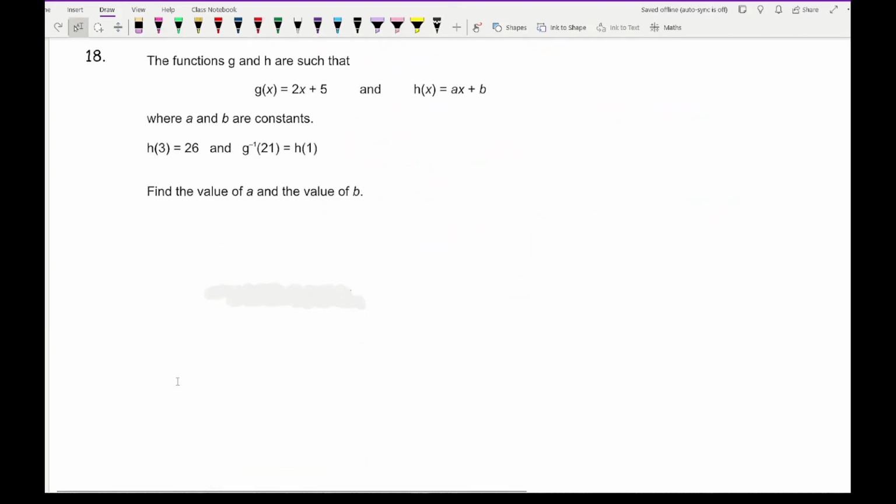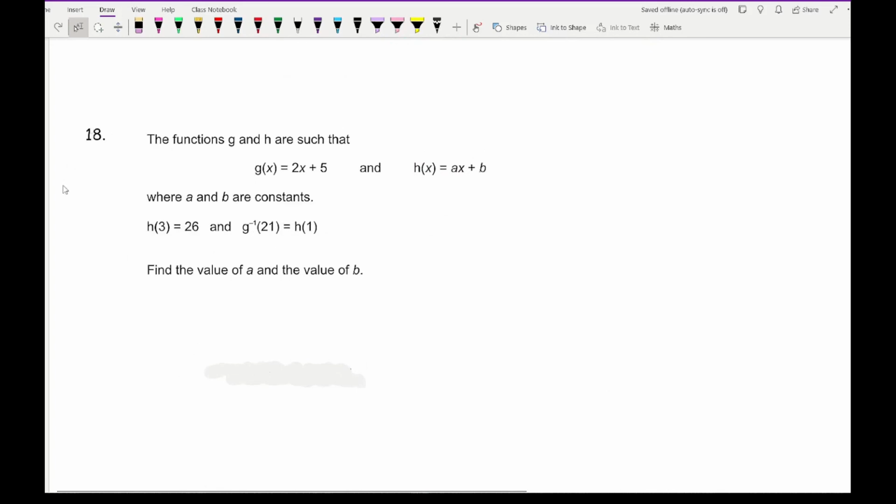Then for the very last example, let's just have a look. So it says functions g and h are such that, where a and b are constants, h of 3 equals 26, and the inverse function of g at 21 equals h, the same as when you substitute 1 into h. Find the values of a and b. So let's have a look at this particular question. So let's work with this first.